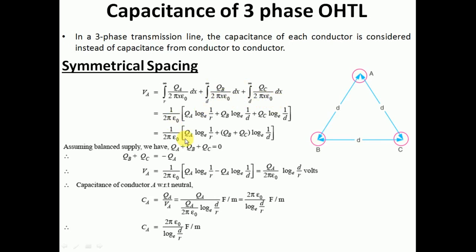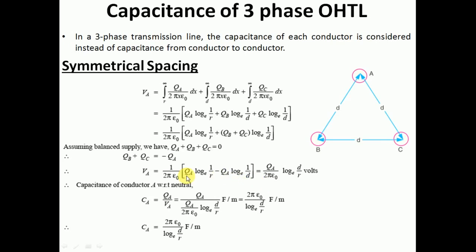1 by 2 pi epsilon 0 can be taken common. Then we will be writing the relation like this. Then from these two terms we can take natural log of 1 by d as common, and we can write it as QB plus QC, as we know that the system is a balanced one. Therefore QA plus QB plus QC is equal to 0. So from this relation, instead of QB plus QC, we can write it as minus QA. So the relation gets modified into this form.